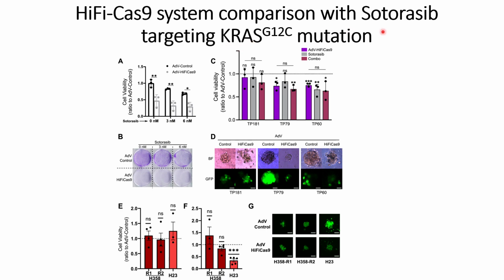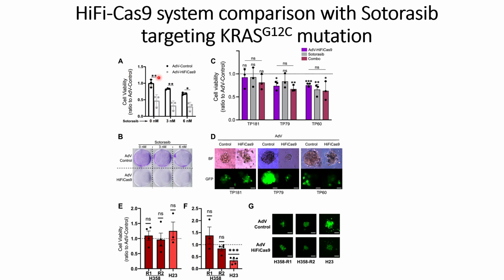Sotorasib makes the KRAS-G12C proteins that are being translated inactive. However, the HiFi Cas9 system will inhibit the translation or transcription of the KRAS mutations, and it not just targets KRAS-G12C mutations, but also KRAS-G12D mutations, and these two mutations are commonly found in cancer cells. In panel A, they checked the combined efficiencies.